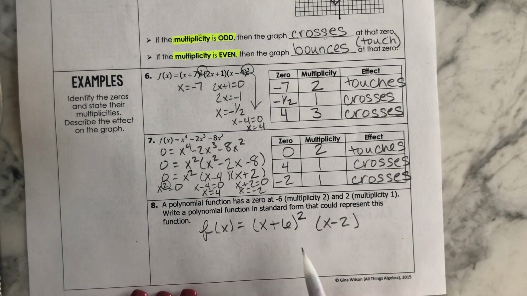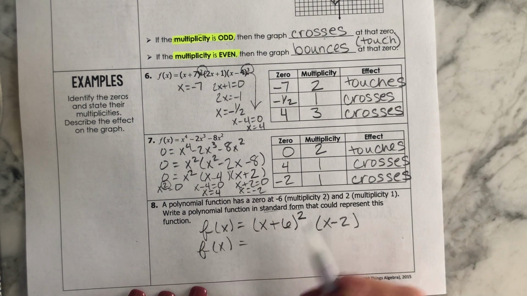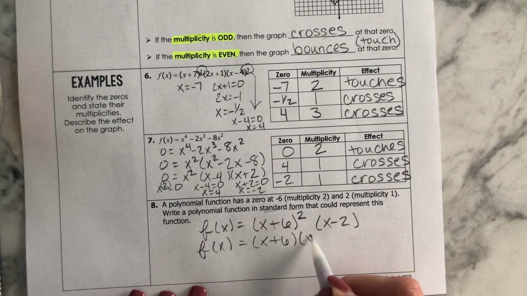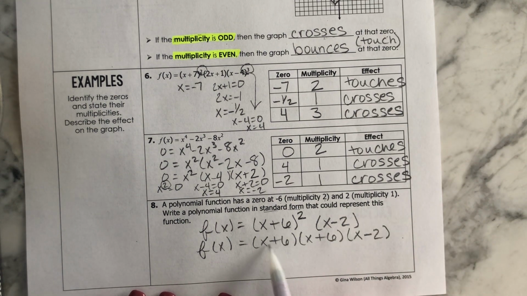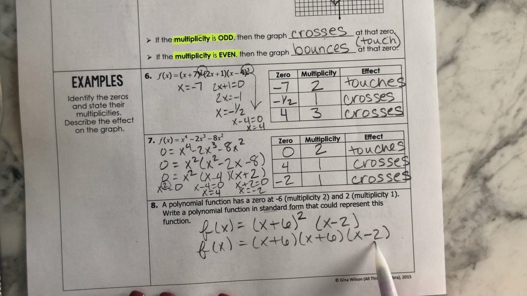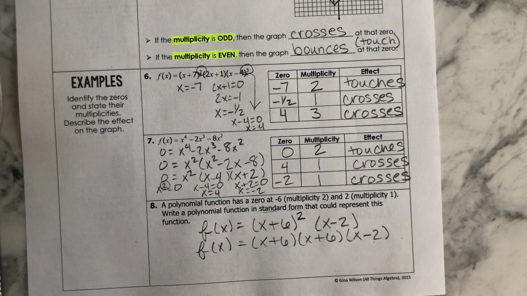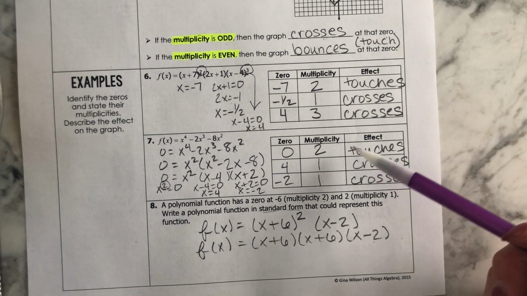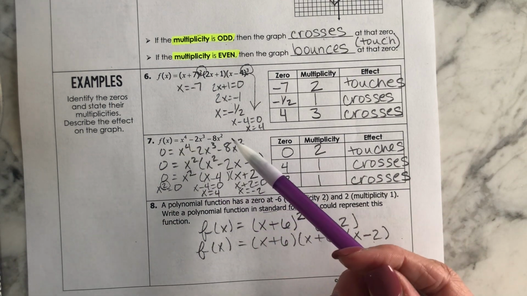Now if you wanted to, this is its factored form, but if you wanted to give it in standard form, what you could do is then you could say, well, this is x plus 6 times x plus 6 times x minus 2, and then you could FOIL this and then FOIL it again. So expand that by multiplication. And that's something that you would do in pre-calculus. So just giving you a little sneak peek there. And make that connection of going backwards. So given this information, you can actually find the function in standard form.